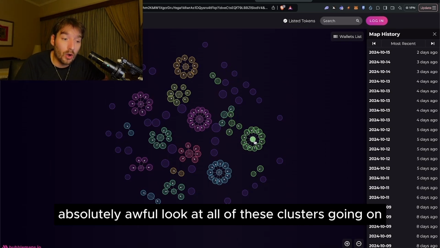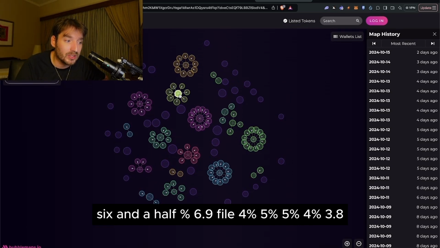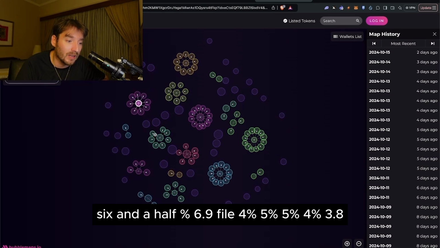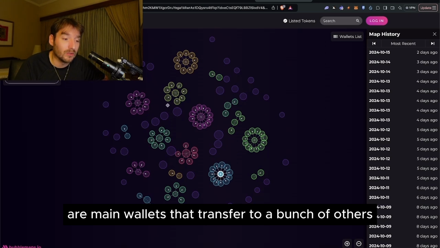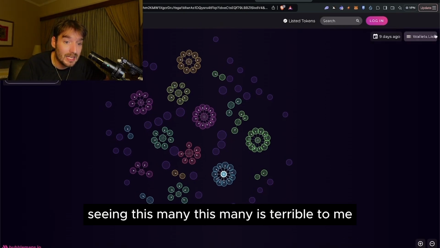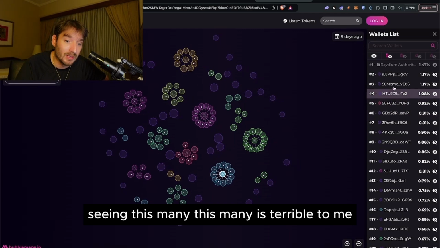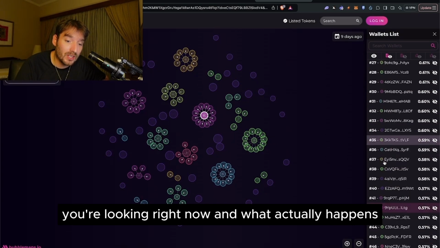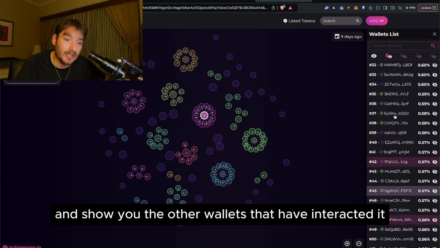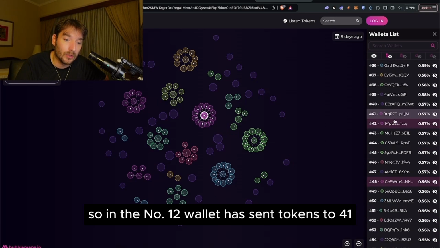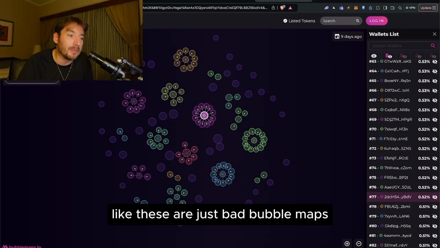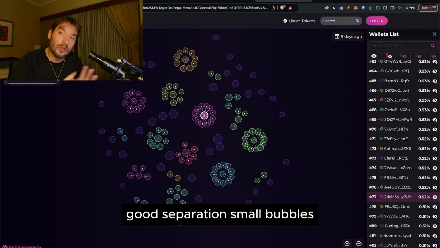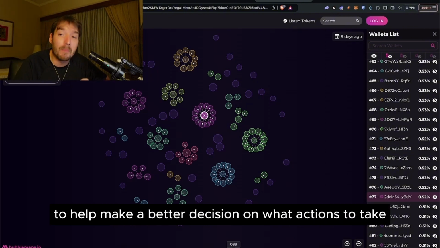Absolutely awful. Look at all of these clusters going on. 6.5%, 6.9, 4%, 5%, 5%, 4%, 3.8. All of these are main wallets that transfer to a bunch of others. Seeing this many is terrible to me. You're looking right now, and what'll actually happen is it'll highlight and show you the other wallets that have interacted with it. So the number 12 wallet has sent tokens to 41, 48, and the list goes on and on, 77, etc., etc. I'd stay away from this. Like, these are just bad bubble maps. You want one with a good diversity, good separation, small bubbles to help make a better decision on what actions to take.